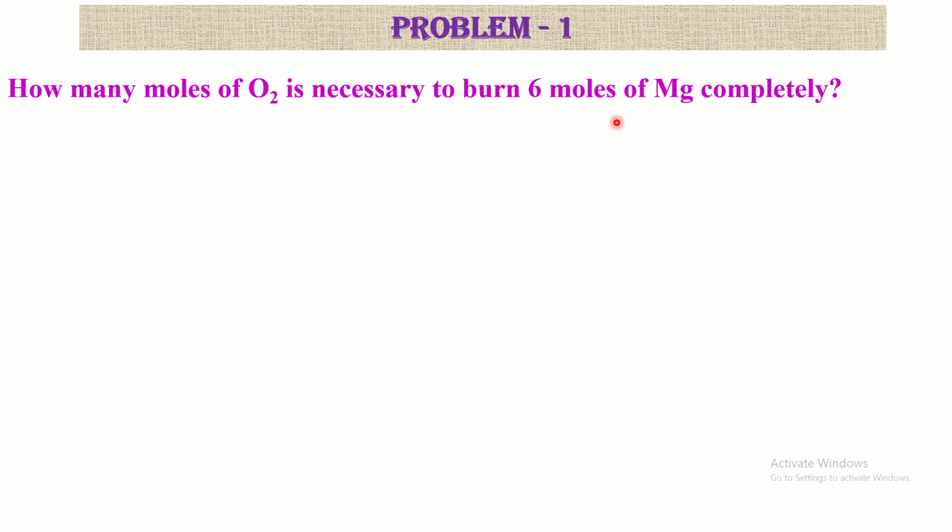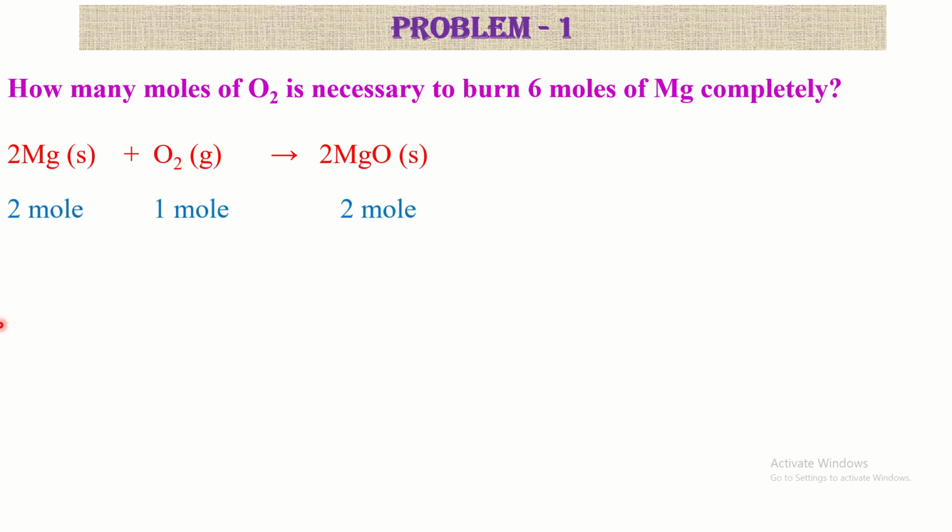So at first, when you do the solution, write the reaction and balance it. Here 2 mole magnesium reacts with 1 mole oxygen and they give 2 mole magnesium oxide. This is the balanced reaction. And here it is asked how many moles of oxygen are necessary to burn 6 mole of magnesium. No need to find out the product. Only the reactants are needed. So here we can write 2 mole magnesium, 1 mole oxygen and 2 mole magnesium oxide. You can write it or not, no problem.